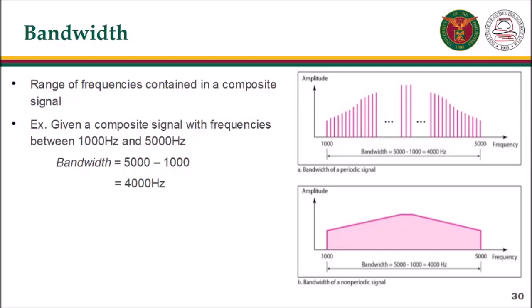The figure on the right depicts two composite signals, one periodic and the other non-periodic. The bandwidth of the periodic signal contains all integer frequencies between 1000 and 5000. The bandwidth of the non-periodic signals has the same range, but the frequencies are continuous.